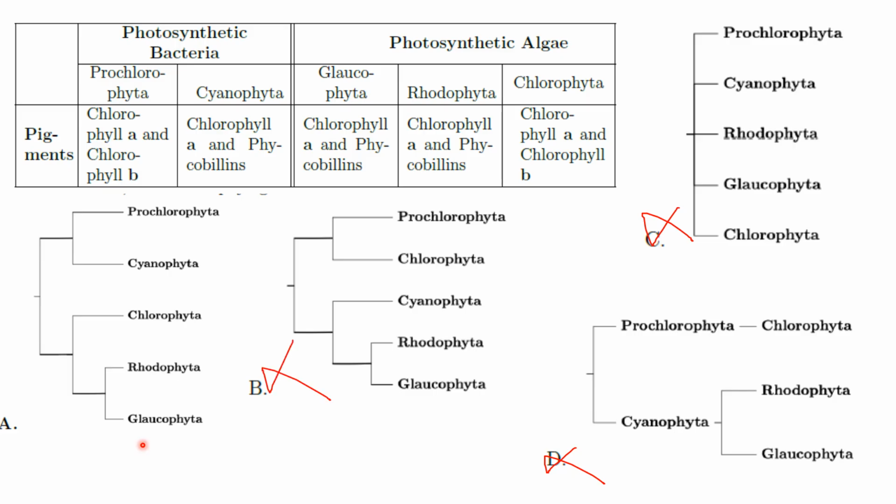A. So A, this is bacteria and this is algae. So bacteria gave rise to Prochlorophyta and Cyanophyta. See here. In A, the Prochlorophyta is having A and B chlorophyll. Cyanophyta is having A chlorophyll and phycobilin. So they both are arising from the same ancestor. But in photosynthetic algae, Glaucophyta and Rhodophyta are from the same lineage, whereas Chlorophyta is from a different lineage. So A is the answer.